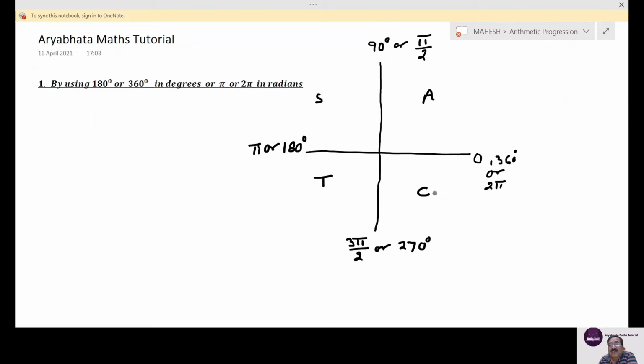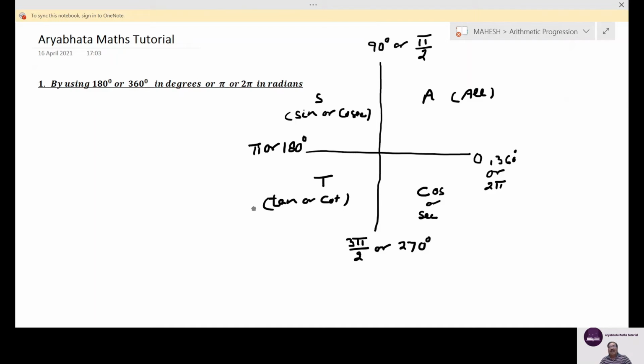C means cos or sec. A means all. S determines sine or cosec. And T represents tan or the reciprocal of tan, that is cot.